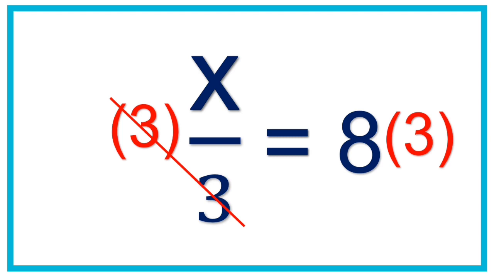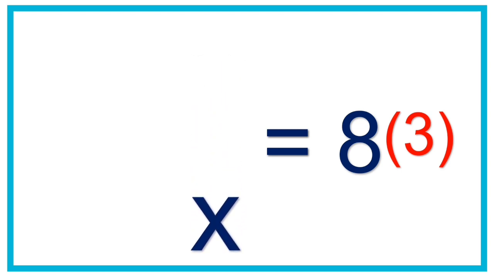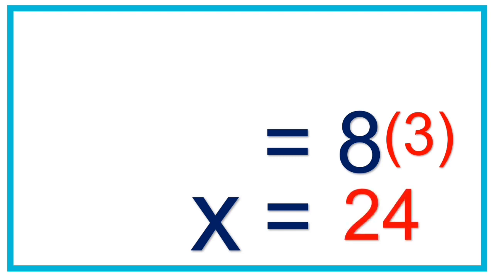That cancels 3, and that leaves us x isolated or alone. Just bring down x, bring down the equal sign, and the answer 8 times 3, which is 24. That's it.